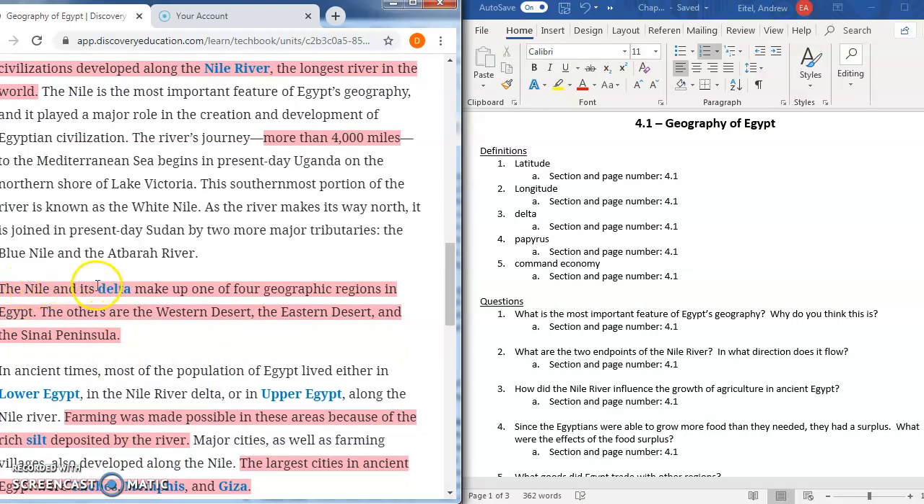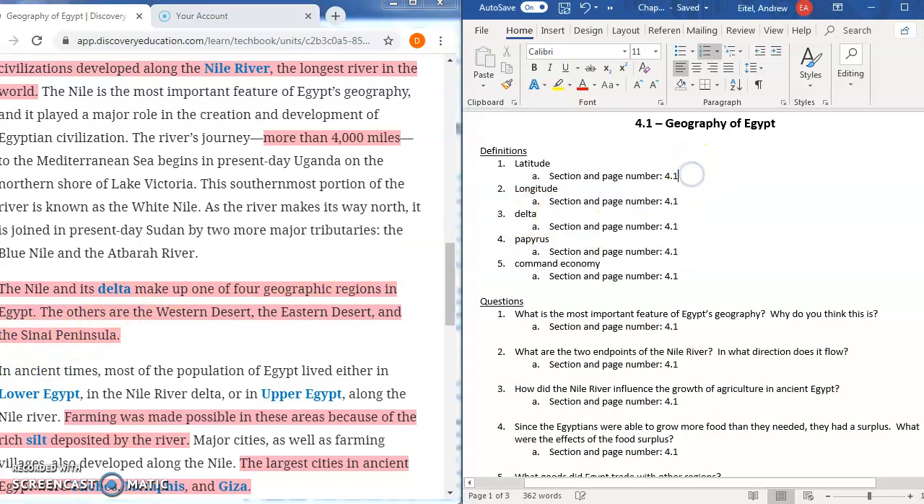The Nile and its delta make up one of four geographic regions in Egypt. The others are the Western Desert, the Eastern Desert, and the Sinai Peninsula. So we have delta right here. That is another definition we're looking for. So for all so far, 1, 1.